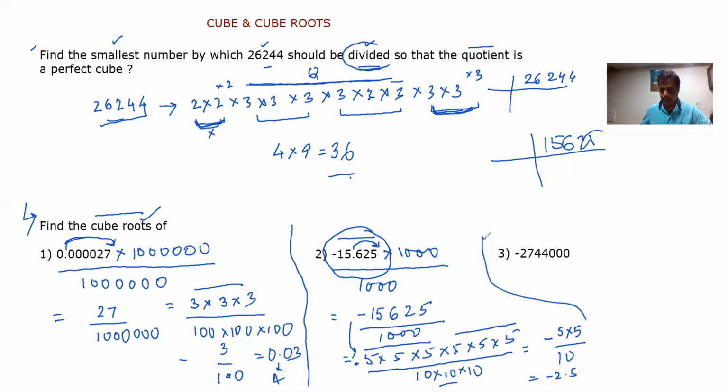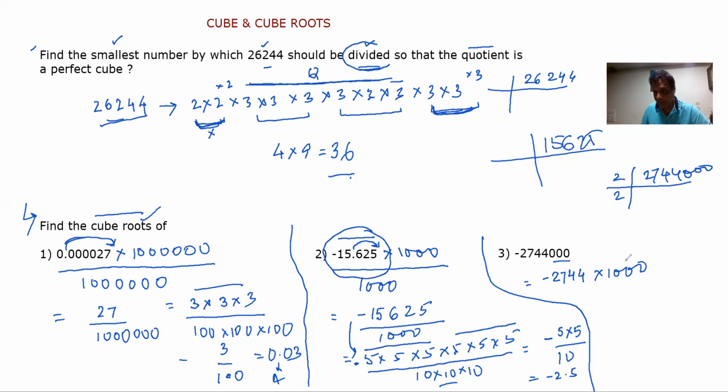Let's do one more sum. Minus 2744,000, find the cube root. So if I try to find the factors of 2744,000, I don't know how many 2's I'll be going through before I get the factors. But if I am vigilant, I can see here that this number is minus 2744 into 1000. I can clearly see that there is 1000 multiplied with this number.